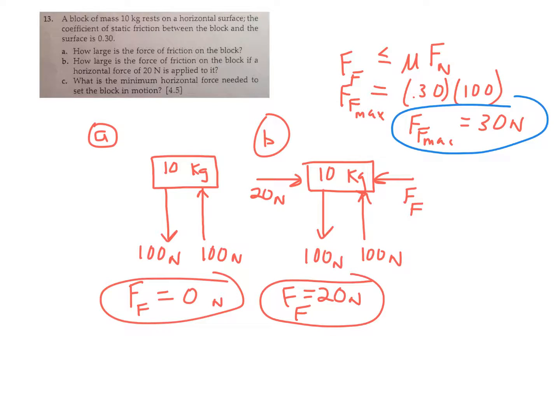So in part C, it says, what is the minimum horizontal force? Well, the minimum horizontal force needed to get the block moving is 30 newtons, or 30.001 newtons. So we'll just say it's 30 newtons. That's the break-even point. That's the point now. Will it move or will it not move, or start to move? In other words, accelerate, and then kinetic friction would take over. But you need a force of 30 newtons or something slightly over 30 newtons to get this block to move. Anything less than that, and friction will match it.